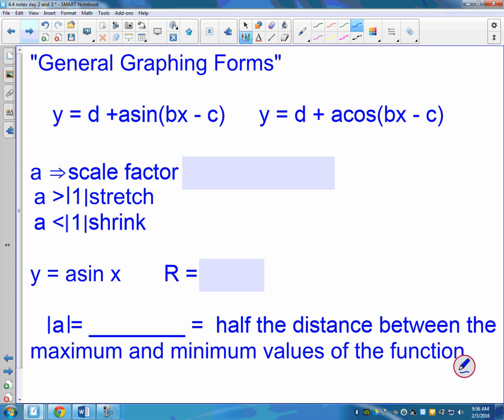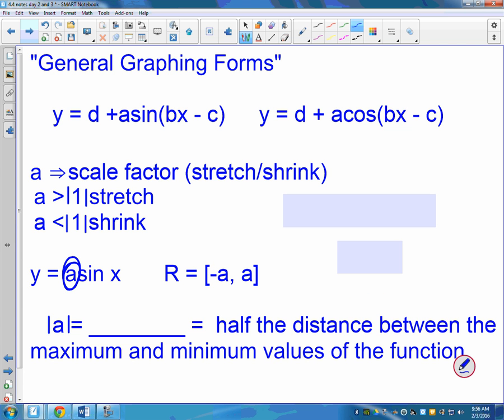So A is the scale factor for us. Hopefully these are not new ideas to you. This is true for every single function we've ever graphed in our life: if A is bigger than 1, it stretches your graph. If A is less than 1, it's a shrink or compression. Your range will always be decided by what A is.